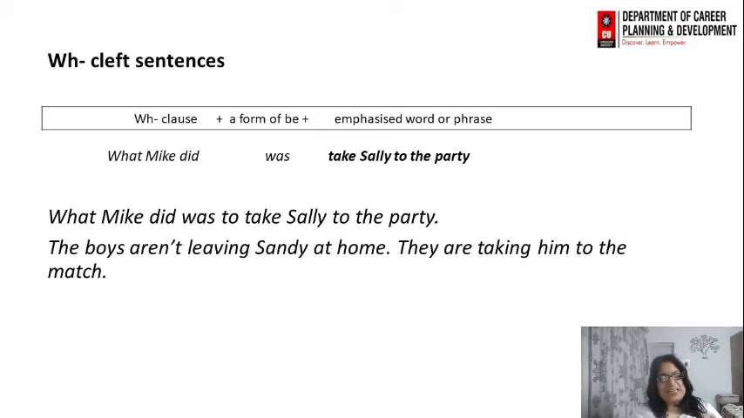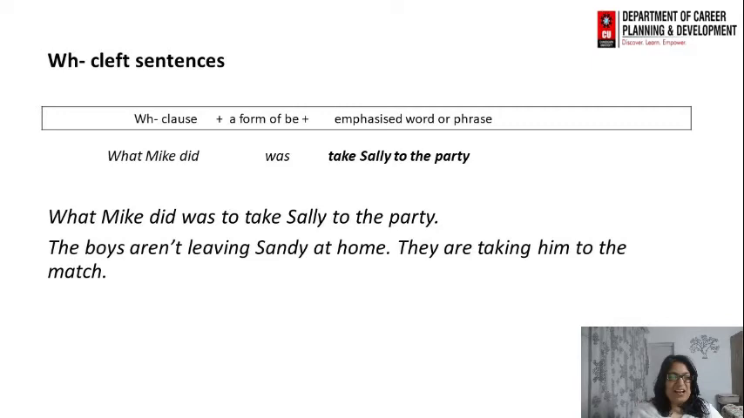So in these sentences, what means the things that... the WH clause must contain a verb. To highlight the action we use a form of do, right? So the highlighted phrase usually contains a bare infinitive. Let me give you another example: what Mike did was to take Sally to the party.